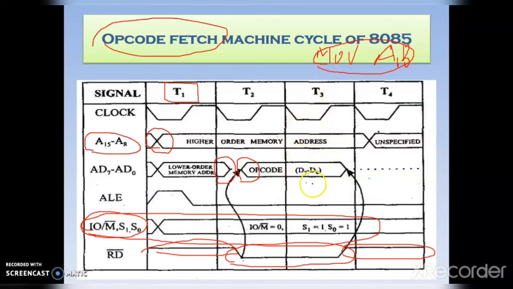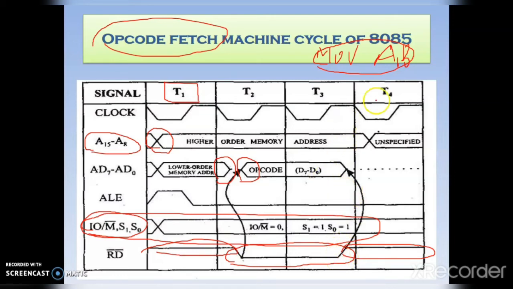In the T3 state, the higher order address bus remains active and the opcode also remains active, and the ALE signal is disabled and the status signal is active during this T3 state. And in the T3 state, the RD signal goes high. Here, see this line, the 8085 loads the data from the data bus into its instruction register and raises the RD signal to high, which disables the memory device. During the T3 state, the RD signal disables the memory devices.